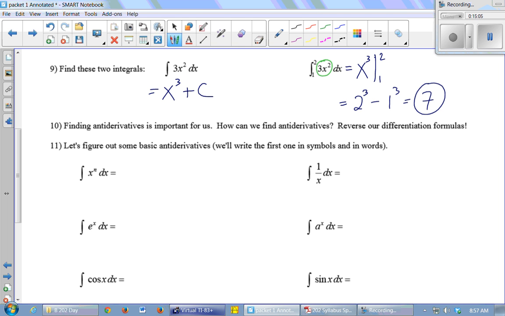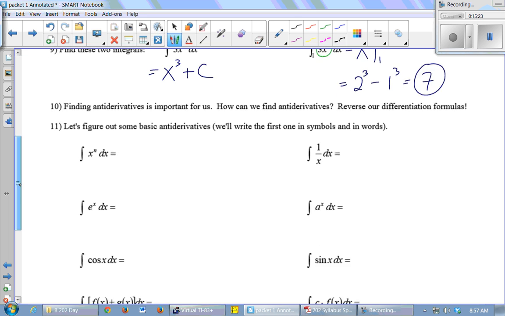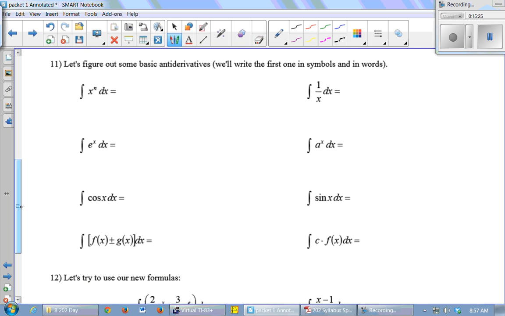All right, so finding antiderivatives is an important goal of this class, being able to find an antiderivative. And just like in Calc 1, finding derivatives was an important goal. We had a lot of shortcuts for finding those. We're going to develop shortcuts and techniques for finding integrals or antiderivatives. So we're going to look at some basic ones first, and then as the semester goes along, we're going to develop more and more sophisticated ways of finding antiderivatives.